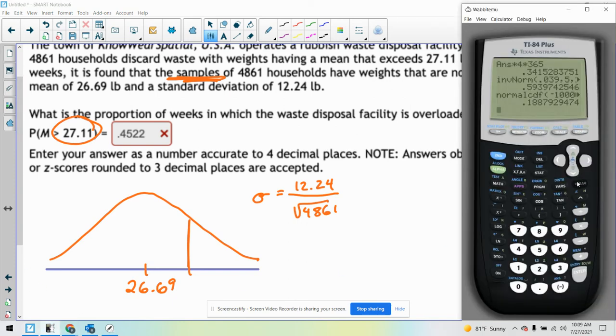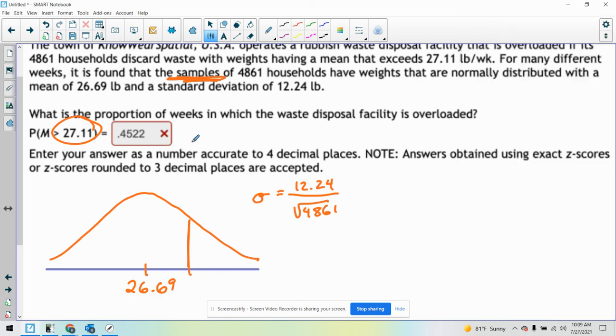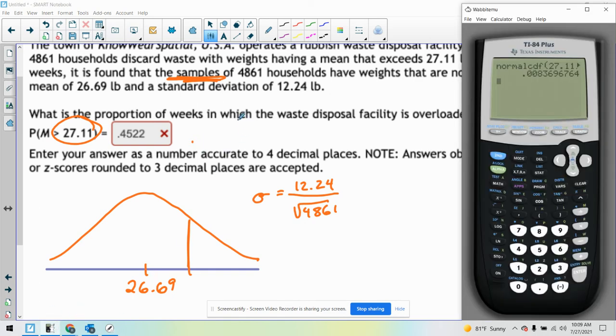So again, we're going to go to normal distribution. My lower bound now is 27.11. Upper bound is going to be a big number. Mean is 26.69. And my sigma, I'm just going to write this the way it is: 12.24 divided by the square root of 4861. So I got 0.0083, but to 4 decimal places. Let's just see that again. 0.00836, so 0.0084.